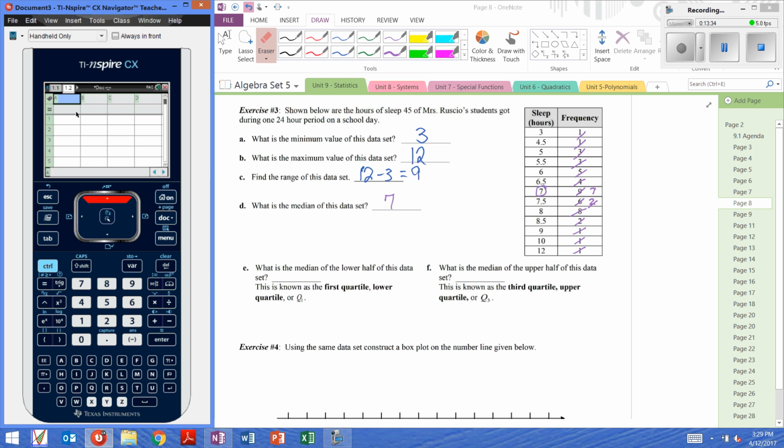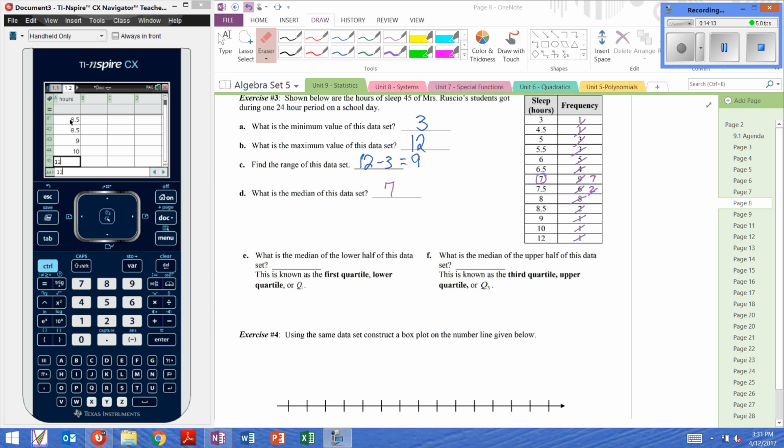And we only need to type in at the top of this column, let's say, the hours. You could label it sleep, whatever you want is fine. So we'll label it hours, and then we're going to skip the equals line, and I am going to type in literally every single value in each cell. So 3, 4.5, I have to list out 3 5s because of the frequency of 3, and so on and so forth. Please do this now on your own.